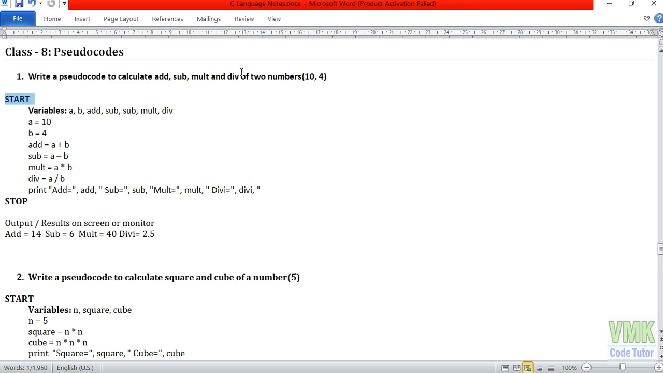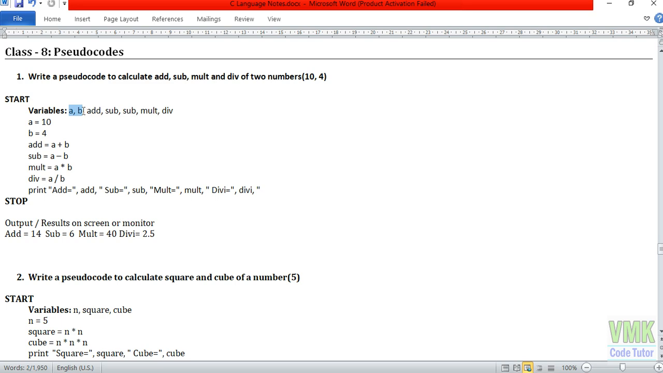In the problem two values are given, that is 10 and 4. To store this 10 and 4 we take two variables. So we store 10 into A and 4 into B. Therefore two variables are required in the pseudocode, A and B.